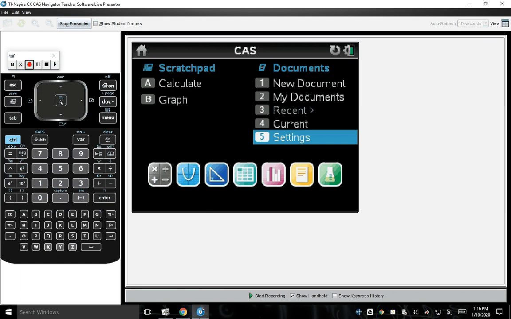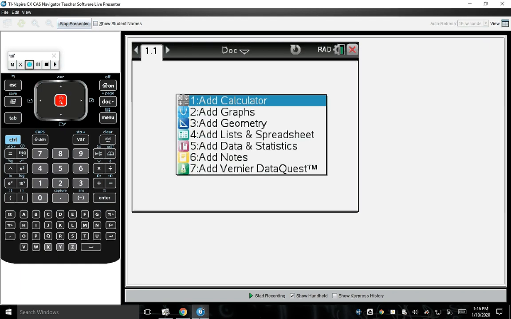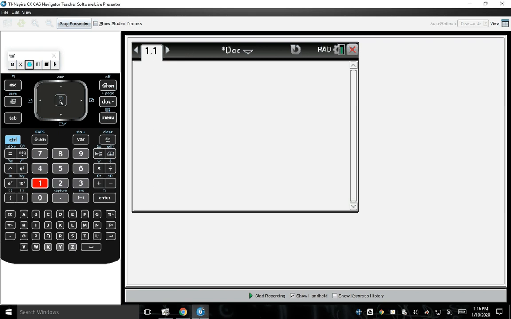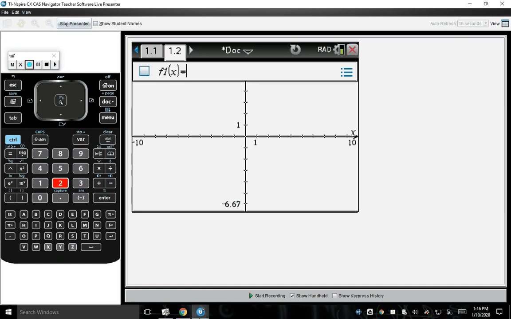the factors are, follow me, press 1 for a new document, no to unsaved changes. Press 1 for a calculator page. We're going to press Control Doc to add a page and press 2. We've done this since day 1. And in f1, I want you to type out, bonus points are coming up, x plus 2 squared times x minus 2 times x minus 3.